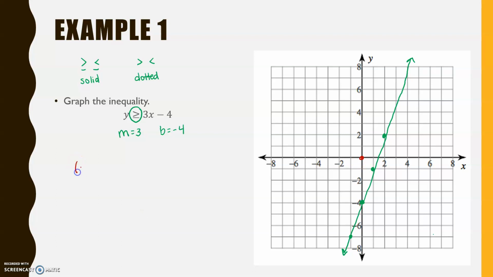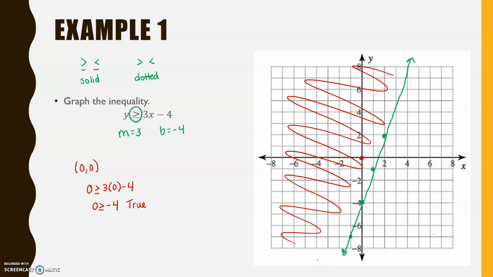So I'm going to test the point 0, 0 and plug it into the inequality. We get 0 greater than or equal to 3 times 0 minus 4. Well, this would give me 0 minus 4, which is -4. And so I'm going to say, is this a true statement? Is 0 greater than -4? It is. And since this is a true statement, I'm going to shade the side of the line that contains that test point. Since 0, 0 is on this side, I'm going to shade this side. And that's it. You will be expected to pick a test point and to show your work for checking it. It doesn't require that much work.